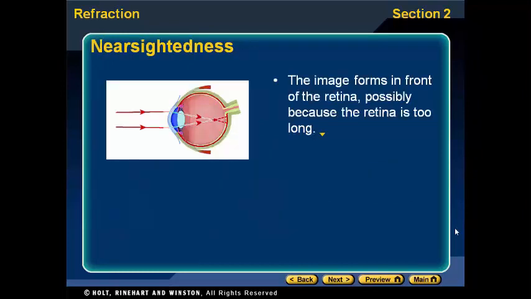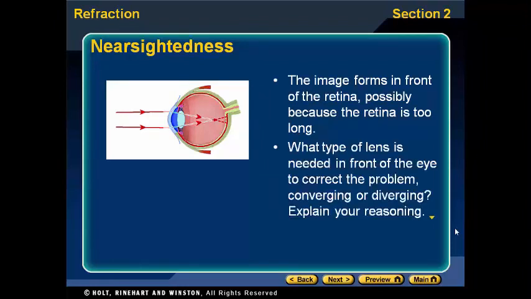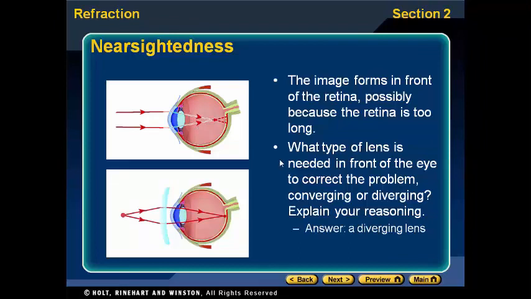Nearsightedness. The image forms in front of the retina, possibly because the eyeball is too long. What type of lens is needed in front of the eye to correct the problem, converging or diverging? All we need to do is bring the image to the retina. To do that, we have to spread the light rays a little bit, so we need a diverging lens. The diverging lens will spread the light and the image will reach the retina.